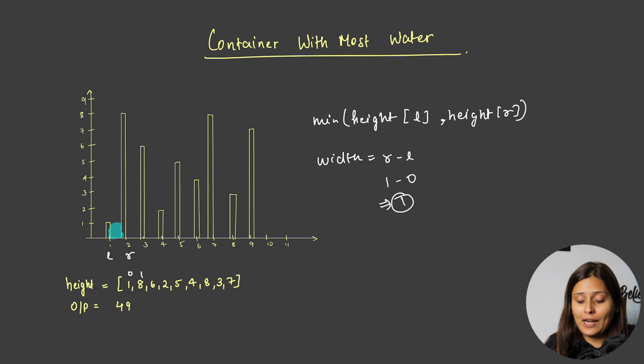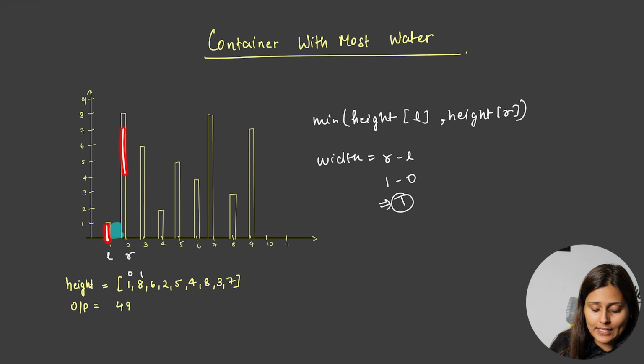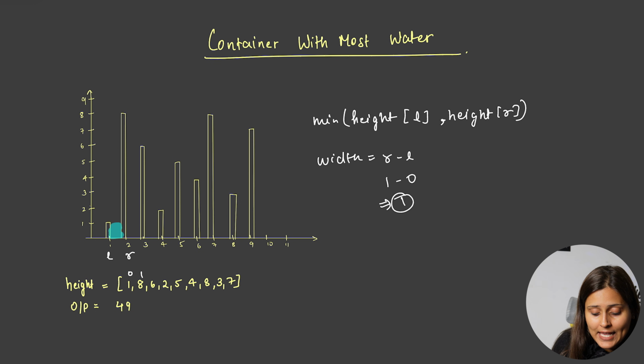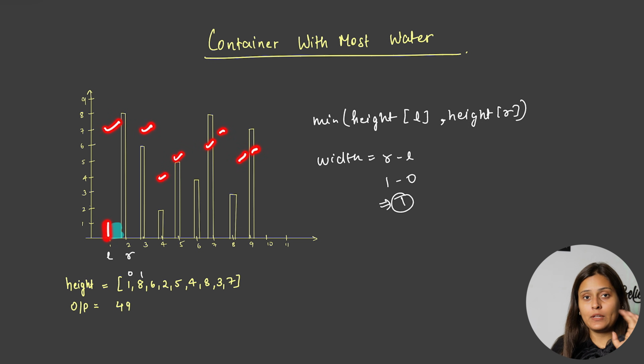So 1 is the width, and what is the height? Minimum height of 1 and 8 is 1. So in total 1 cross 1 is the water these two planks can store. Correct? So with second and first you calculated the maximum water is 1. Okay. Again with 1 and third you calculated the maximum water is 1 cross 2, because 1 is the minimum height and 2 is the width. So in total 1 cross 2. Again you have to check with 1 and fourth. So don't you think here we have to take the maximum area from first index to all the other planks in the row? Yes.